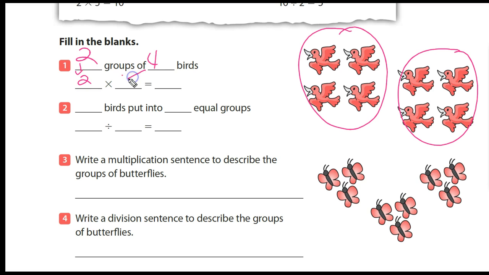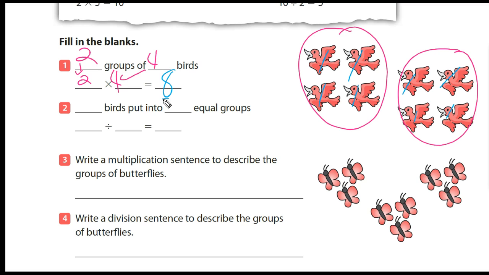2 times 4, which is 2 times 4 is 8? It's 4? I heard 4, so which one? 8, right? 1, 2, 3, 4, 5, 6, 7, 8. Yeah, 8. Okay. And again, what's the total birds that I have again? 8.